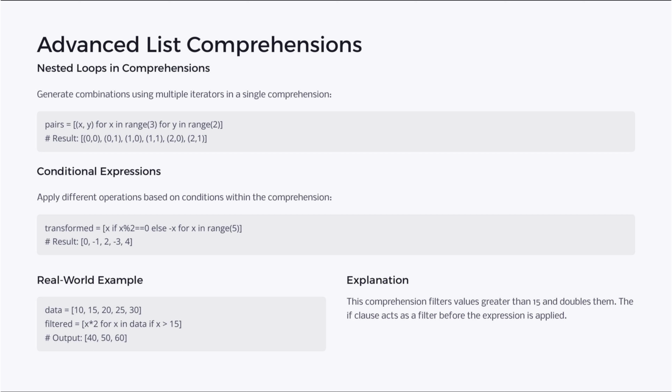Conditional expressions enable operations based on conditions, like transformed = [x if x % 2 == 0 else -x for x in range(5)], yielding [0, -1, 2, -3, 4].